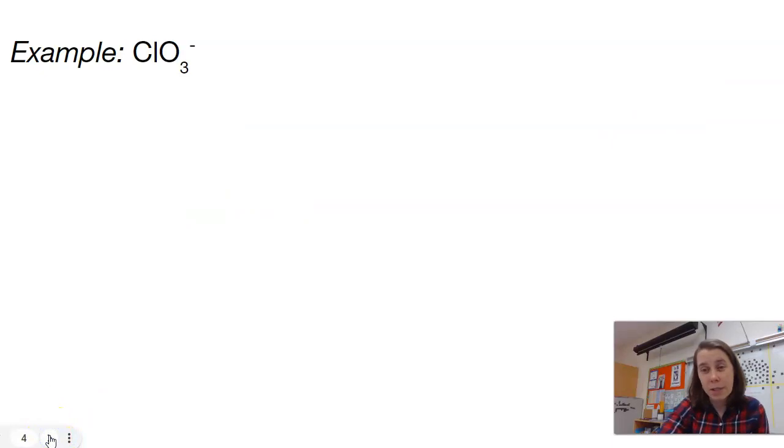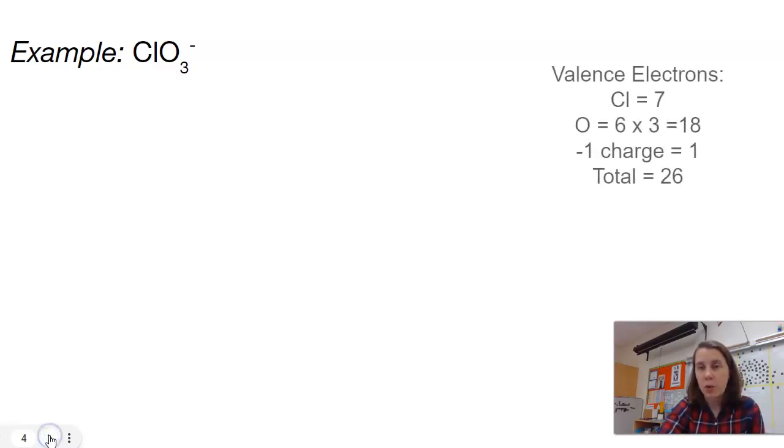Next is ClO3 minus. This is a polyatomic ion. There's just one extra little step, but not a whole lot changes when it's an ion. Let's add up the valence electrons: 7 for chlorine, 6 for each of our 3 oxygens is 18. The negative charge means this has 1 extra electron compared to what it would normally have, so that gives us an extra one. We add those together and we get 26.